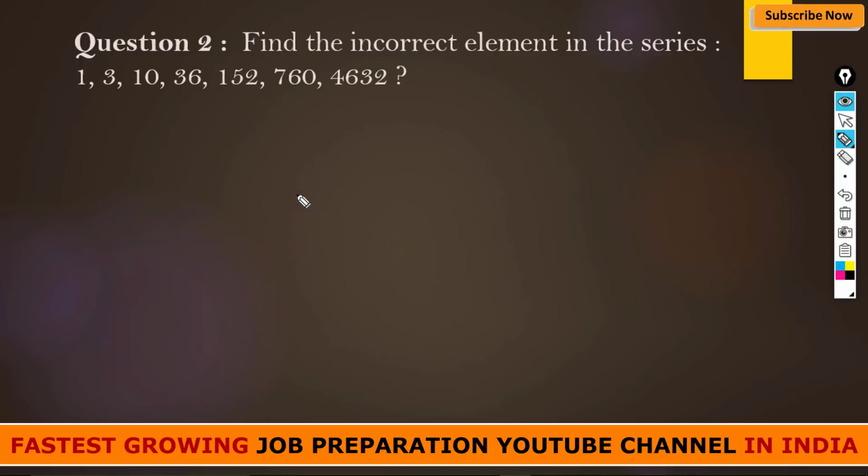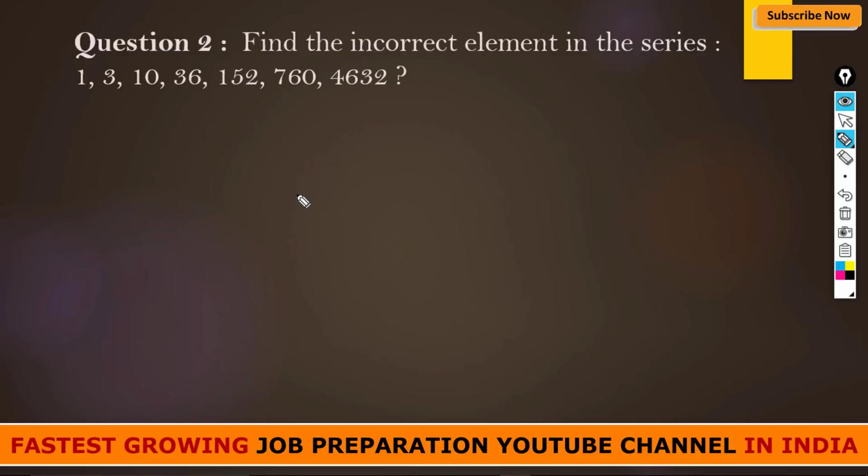So here I can see 1, 3, 10, 36, 152, 760, 4632 is not a part of any kind of number series like odd, even. So what is my next approach? Subtraction? No. Subtraction we generally do when the difference is small. Here you can see that as the numbers are proceeding, the difference is getting bigger and bigger. So in this series, we should understand there must be a multiplication. So how to solve this series?